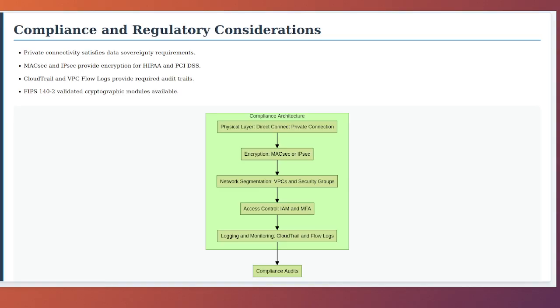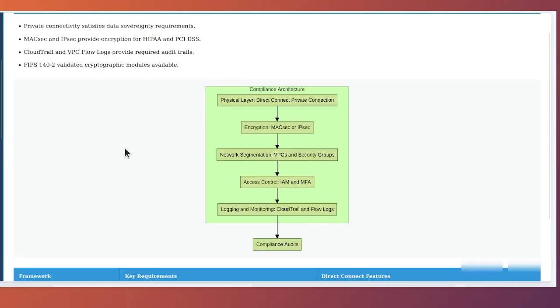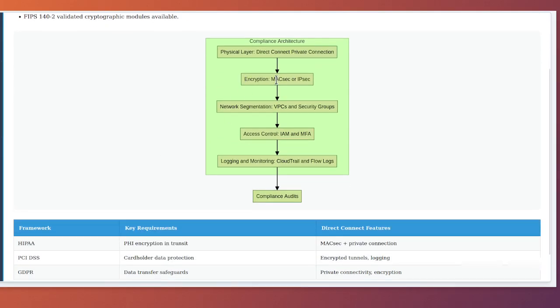For example, healthcare organizations subject to HIPAA regulations must ensure protected health information is adequately secured in transit. While HIPAA does not explicitly require private connections, the private nature of Direct Connect combined with encryption provides strong assurance that PHI is protected. Financial services companies subject to PCI DSS must ensure cardholder data is encrypted during transmission. Using Direct Connect with MAC-Sec or IPsec VPN tunnels provides multiple layers of encryption that satisfy PCI requirements.